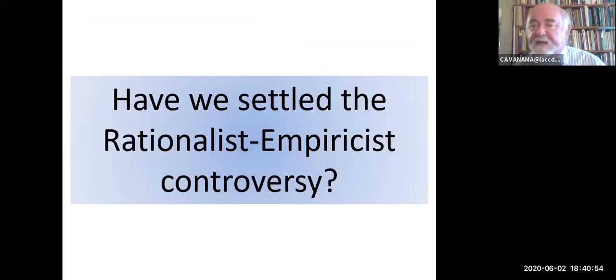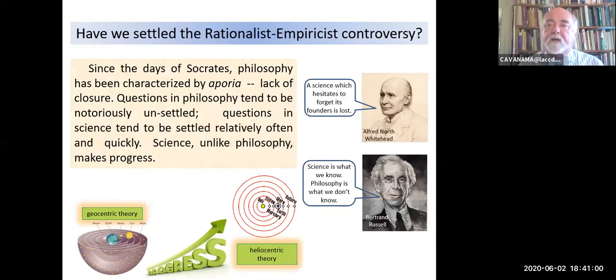Okay, have we settled the rationalist empiricist controversy? Well, one of the characteristics of philosophy is aporia. And we're going to see this as we begin to read the Platonic dialogues. Socrates asks a question, they go through a long discussion. Do they get an answer to the question at the end? No, they don't. Still open-ended, it's still up for grabs. It's aporetic, it's unsettled. This is typical of philosophy.